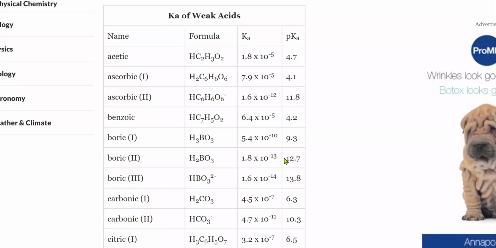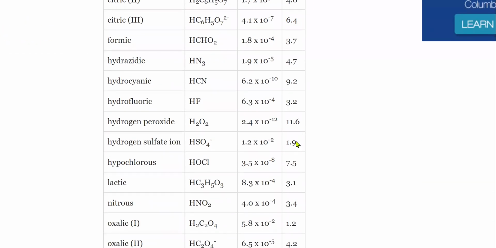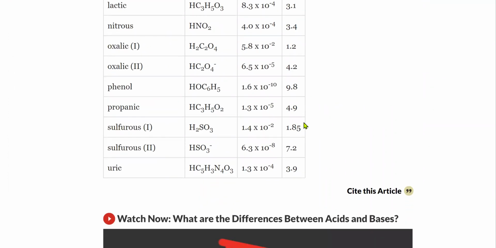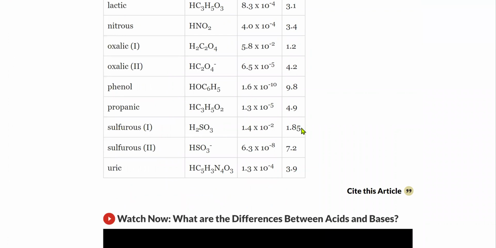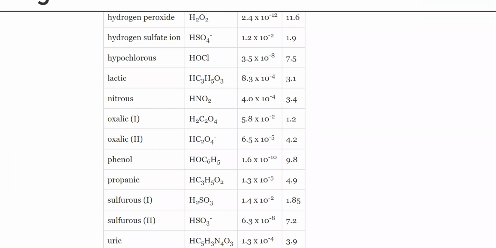Anyways, just remember, if you see a higher pK value, that means it's a weak acid. And if you see a very low pK value, just like pH, for example 1.9, that's a pretty strong acid. And we do know hydrogen sulfate ions have pretty strong pK values, right? Sulfurous acid at 1.8 is a pretty low pK value, which means it's a strong acid. Is this clear? Yes, sir. The lower the pK value, the stronger the acid, or vice versa, the higher the Ka value.